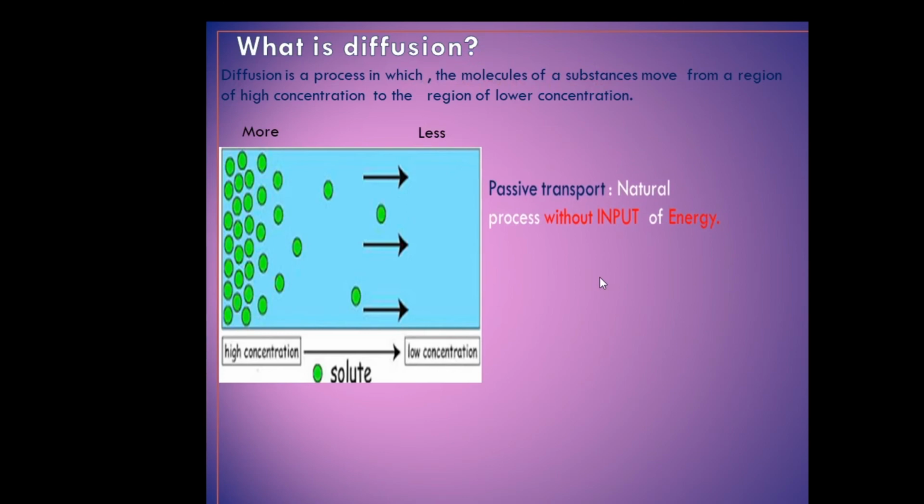Now there are two types. One, if it takes energy for this movement to happen, then we call it active transport. If there is no involvement of energy, we name it passive transport. This movement happens in two ways: active, where energy is required, and passive, where it does not require energy, it is natural. Now let's see what are the examples here.